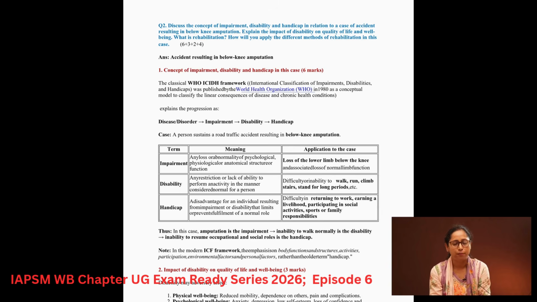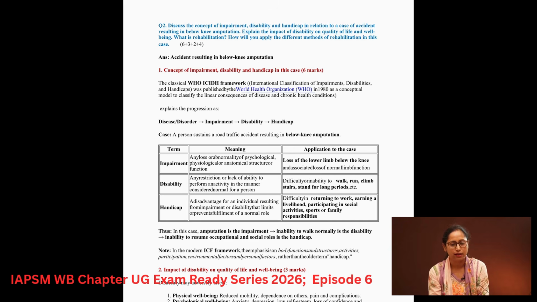Now, the term impairment, what is the meaning? Any loss or abnormality of psychological, physiological or anatomical structure or function. And the application is loss of the lower limb here below the knee and associated loss of normal limb function.